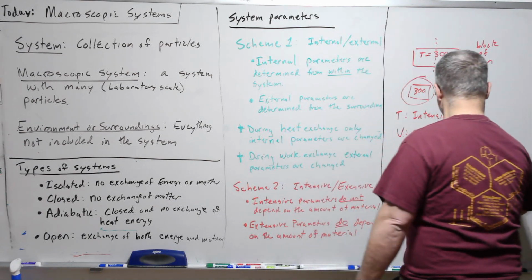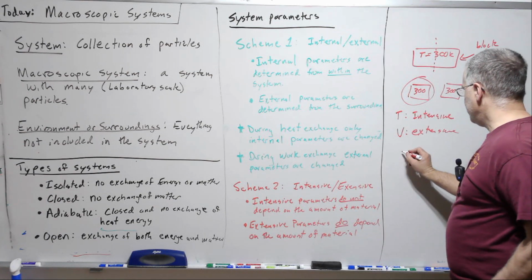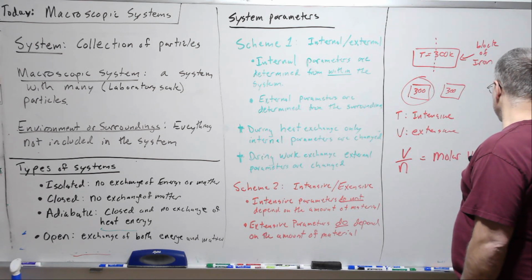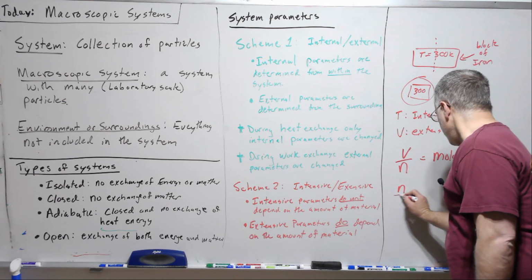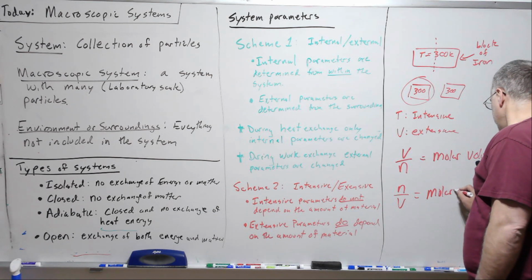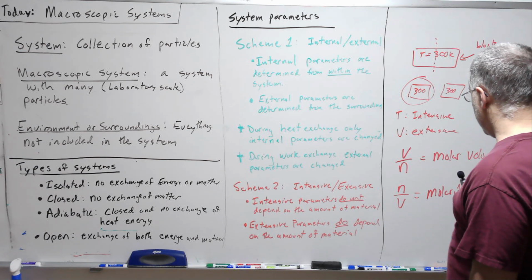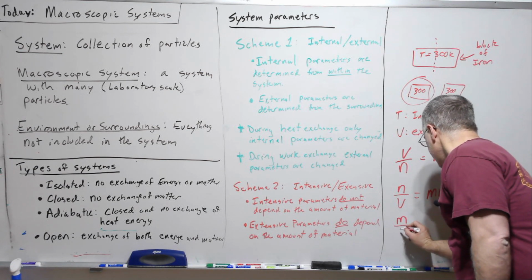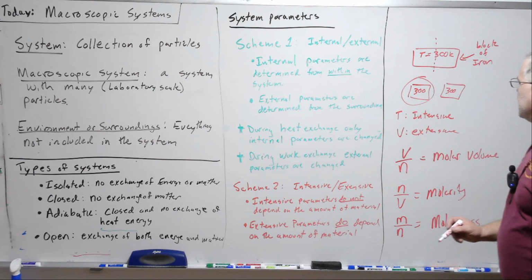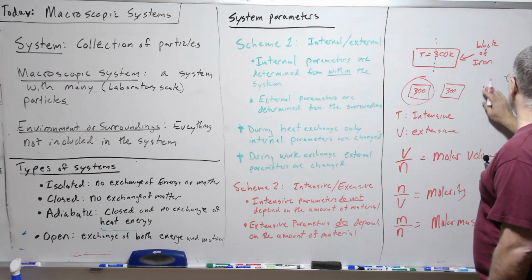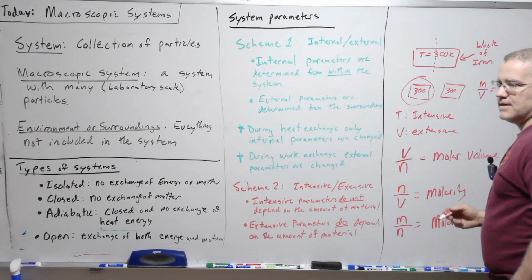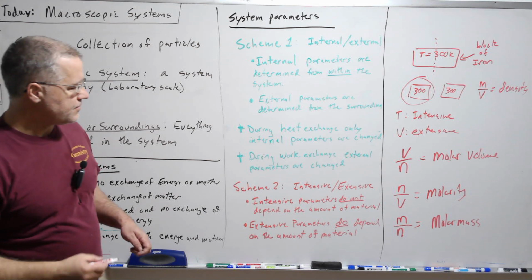And so let's see a couple of examples here. Let's take this volume here. So if we take volume divided by number of moles, we get something called molar volume. We certainly could have taken number of moles divided by volume, and then we would get molarity or concentration there. We could take mass and divide by number of moles, then we get molar mass. We take mass, divide by volume, we get density. And so we can make all these different intensive properties.